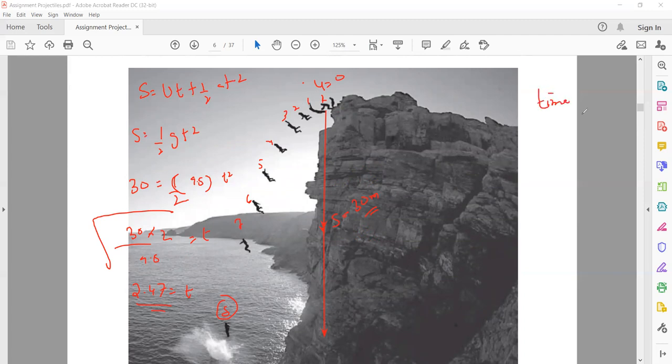So time and pictures: in 2.47 seconds, there are 8 pictures. So in 1 second, how many pictures are there? X, cross multiply. So we will get 8 divided by 2.47. This will approximately give us the number of pictures taken per second, which is about 3.2 pictures per second. Is this part of the question clear?